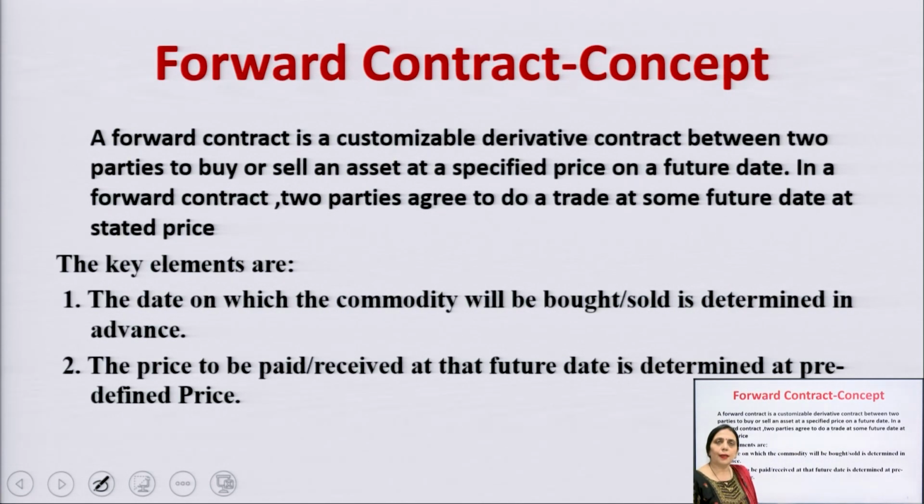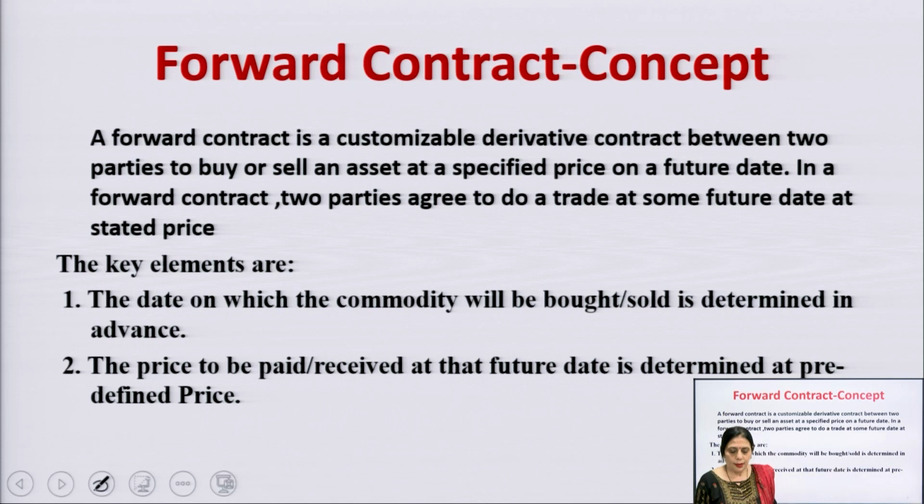Now, first let us understand the meaning of the forward contract. A forward contract is simply a financial derivative instrument. It is a very simple financial derivative instrument. Forward contracts are customized contracts between a buyer and a seller to buy or sell an asset at a certain time in the future at a certain price which is decided right now, in advance.